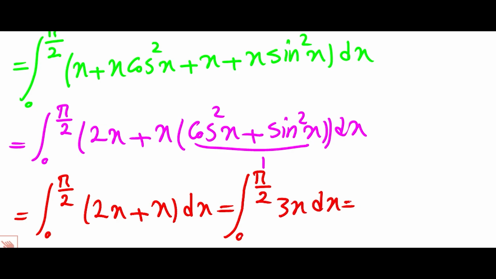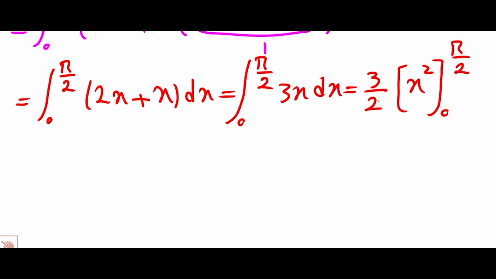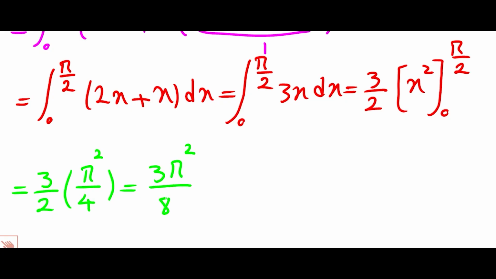3x dx. And as you know, the integral of 3x dx equals 3 over 2 x squared, right? From 0 to pi over 2. Now evaluate. When x equals pi over 2, we have 3 over 2 times pi squared over 4, minus the value when x equals 0, which is 0. So the final answer is 3 pi squared over 8.